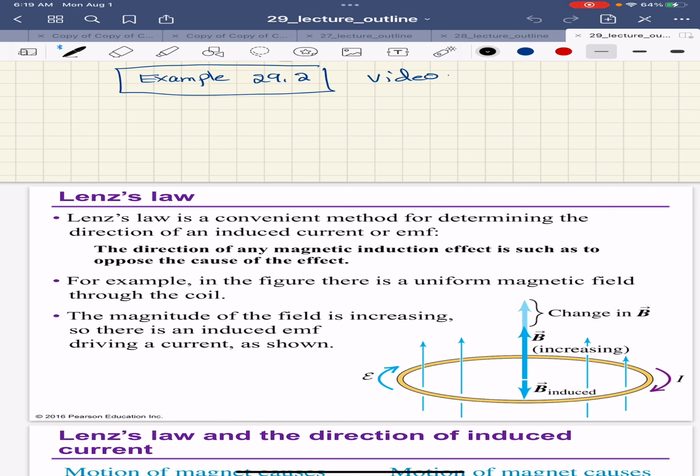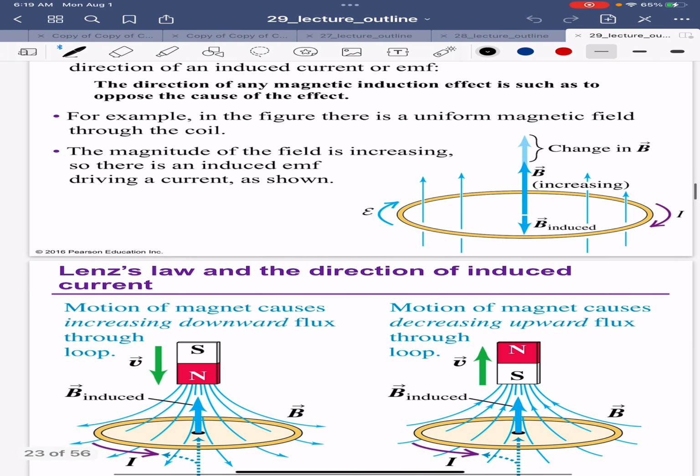Here, for example, in the figure, there is a uniform magnetic field and the magnitude of the field is increasing. Then there is an induced EMF driving a current as shown, and based on that, we find that B original is increasing, and the induced B should be in the opposite direction.